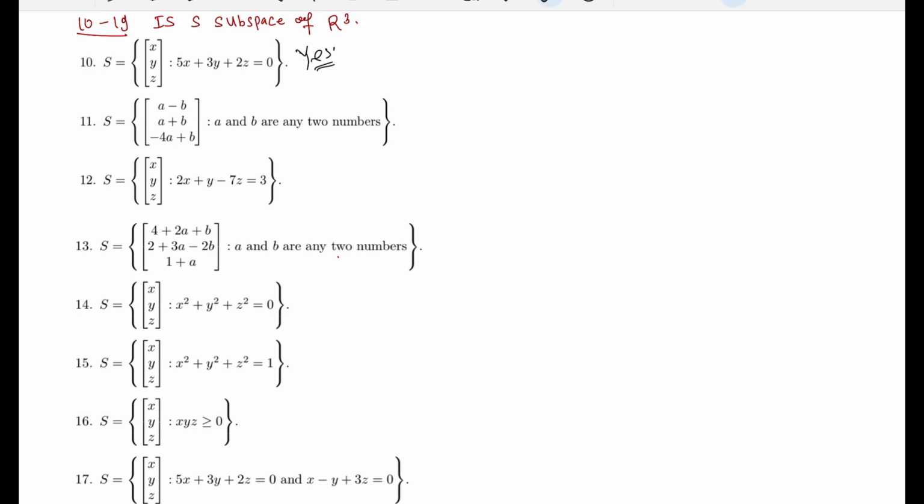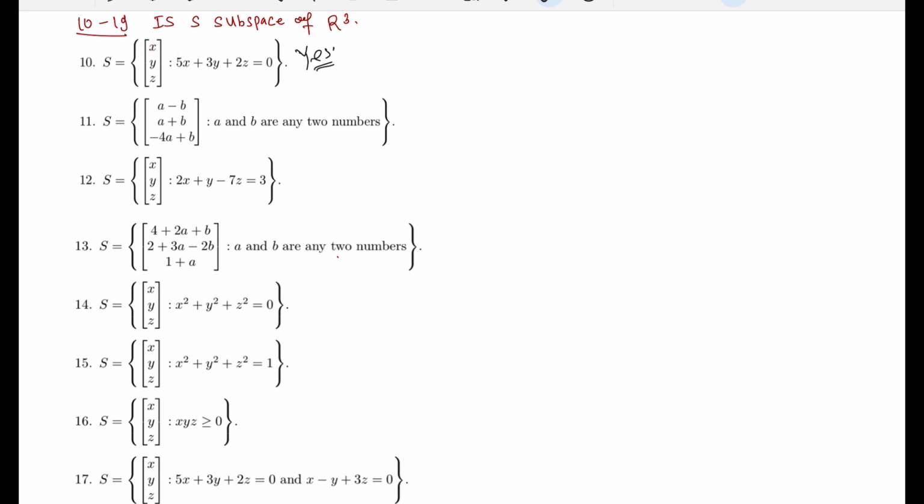And if you want to go through and check the conditions, the first condition is that the 0 vector is in this subspace. Yes, if you take the 0 vector and look at this condition, 5 times the first component, that is 0, 3 times 0, 2 times 0, you will get 0. So yes, definitely this vector is in this set.